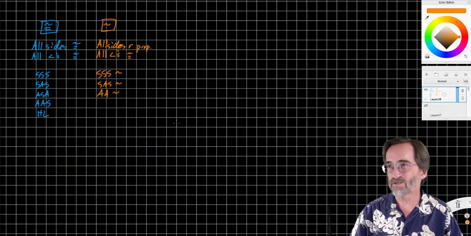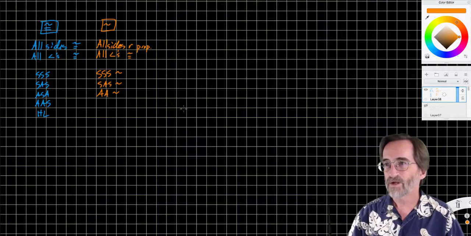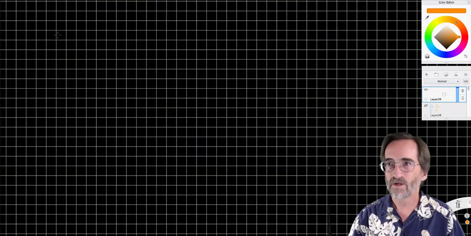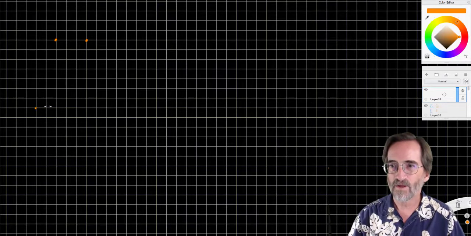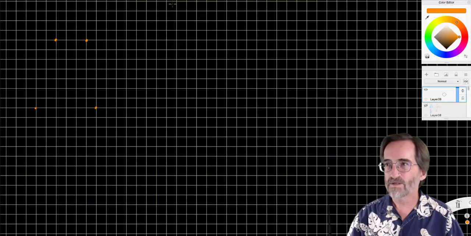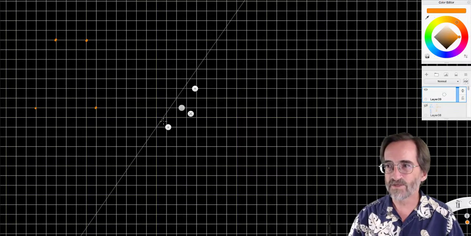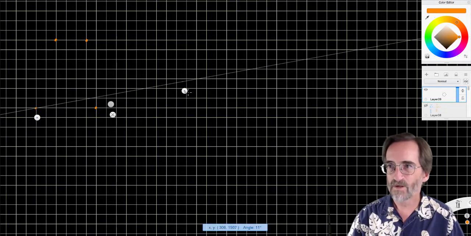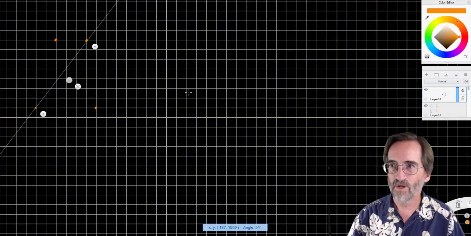Now let's practice using them. Okay, so I'm going to go to a new slide here, and we're going to do a triangle similarity proof. So here's the situation. I've got two triangles, and they are going to be different sizes, right? Different sizes. But they're going to be hopefully similar here. So here we go.